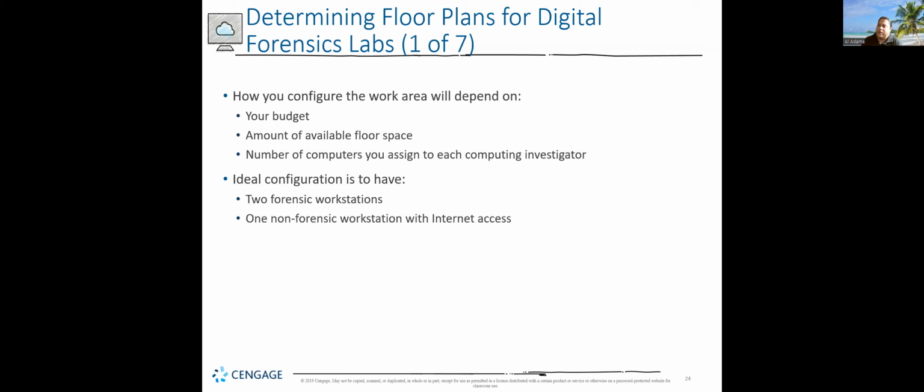How would you configure your work area depending on your budget, amount of available floor space, the number of computers you assign to each computer investigator, and how big your team is? Ideal is for each to have 2 forensic workstations and 1 non-forensic workstation with internet access. You need to research things. So essentially, when you're working on this forensic stuff, you don't want those hooked up to a network of any kind because people can get in remotely, right? People can do stupid things.